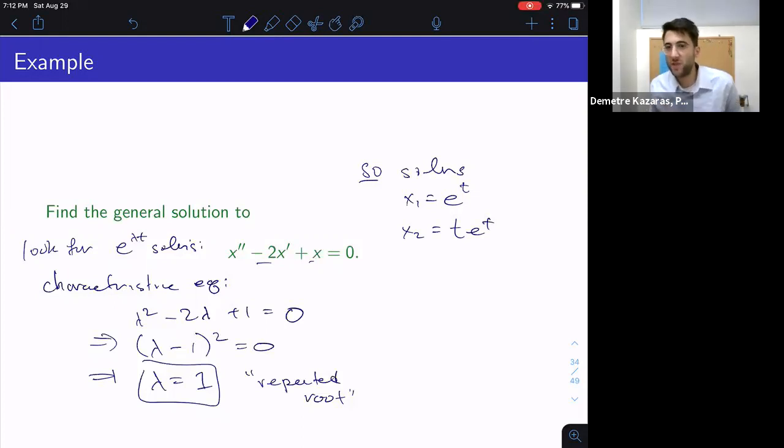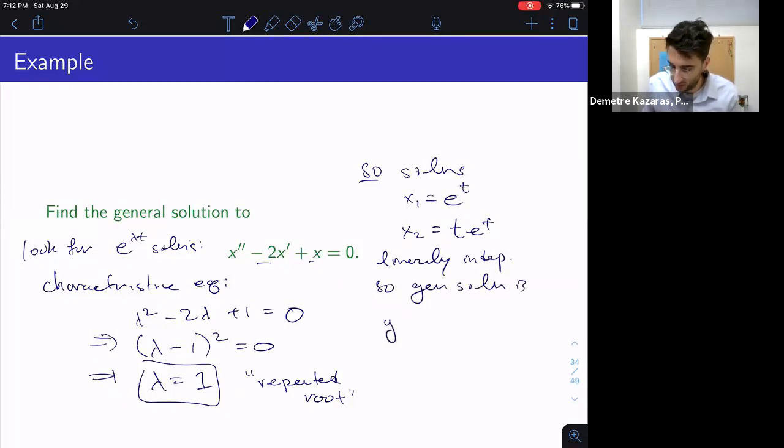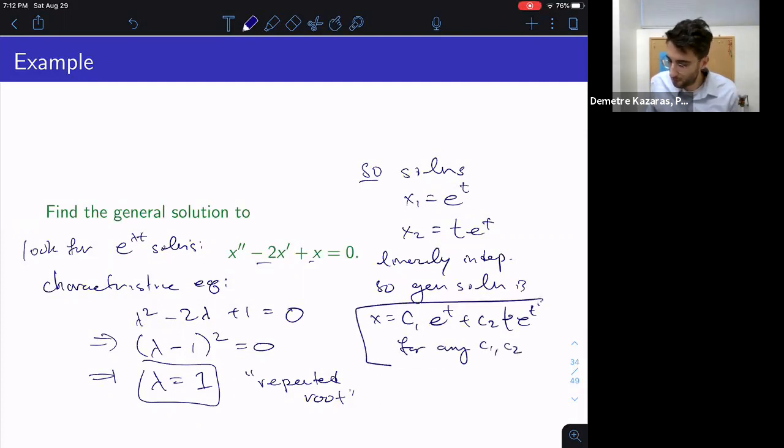It's not hard to check that these two functions are not multiples of one another, so these are linearly independent. So the general solution should be x is equal to c1 e to the t plus c2 t e to the t, for any c1, c2. Okay, that's the general solution. This is just an example where you have a repeated root.